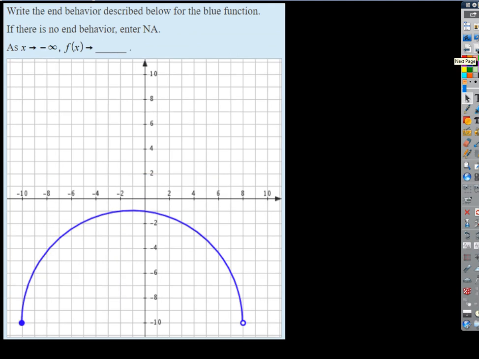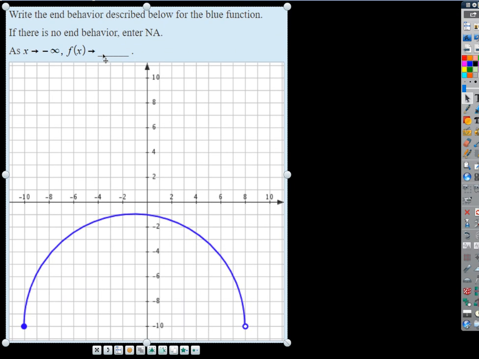As x approaches negative infinity, stop. Does that even make sense? No. This function has an endpoint. The ant can't go to negative infinity. He can only go to negative 10, right? So this one's just plain old NA.